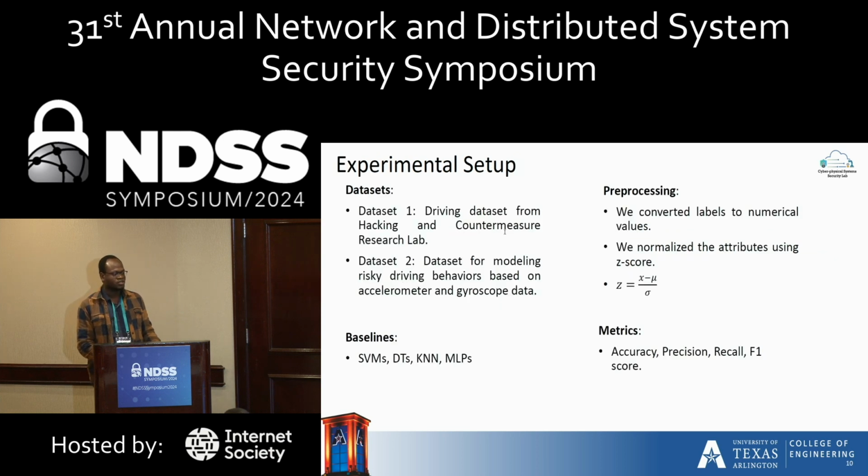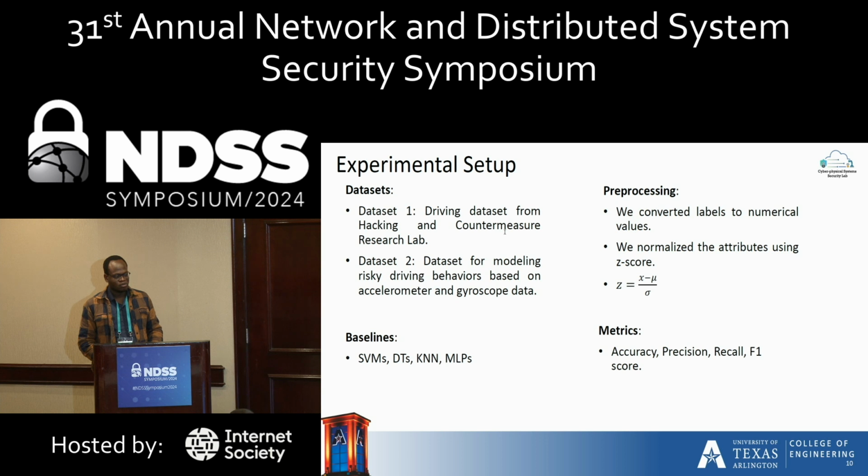For our experiments, we use 2 data sets. One is the popular driving data set from the Hacking and Countermeasure Lab. This data set has 10 drivers and 51 features. The second data set is a data set for modeling risky driving behaviors. It has features from gyroscope and accelerometer data, and they use 3 drivers, aged between 20 and 40 years.